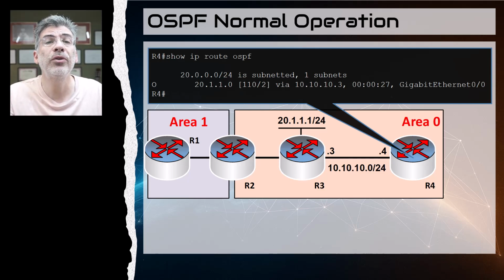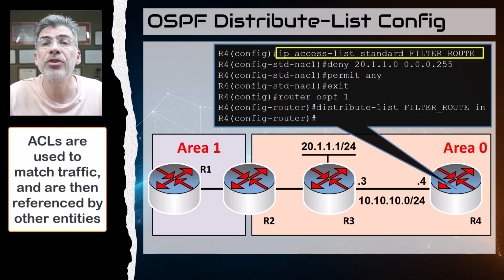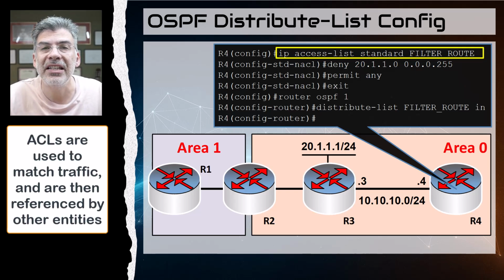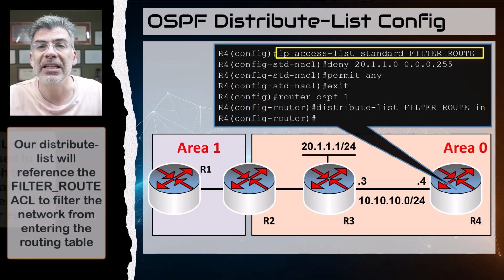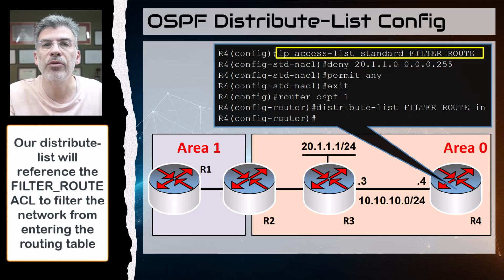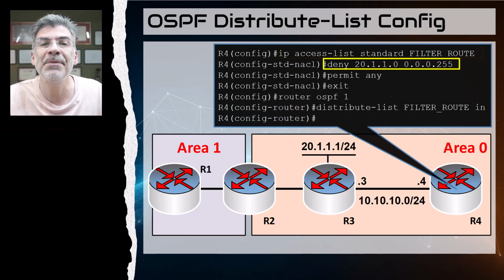Now let's try to filter it out of the routing table. We start off by creating an access list that will match the specific route we want to filter out. ACLs are often used to match traffic, and then they are referenced by other entities to use them for that purpose. Our distribute list will use this ACL to filter the specific routes. So we put in this command to deny the specific 20.1.1.0/24 network.